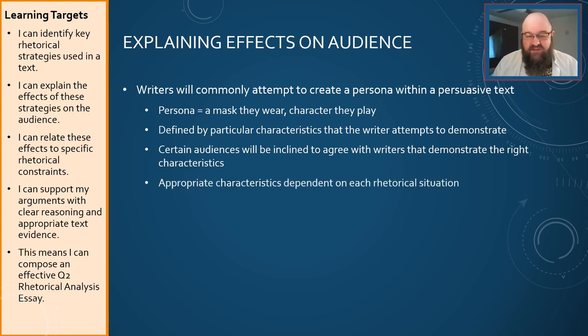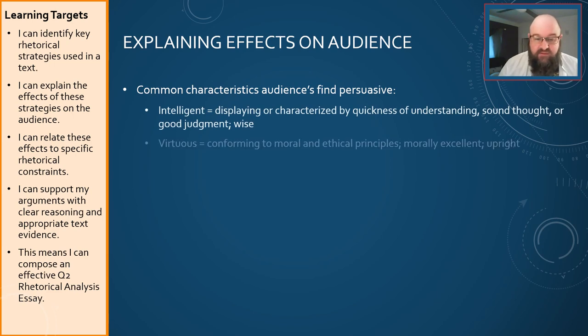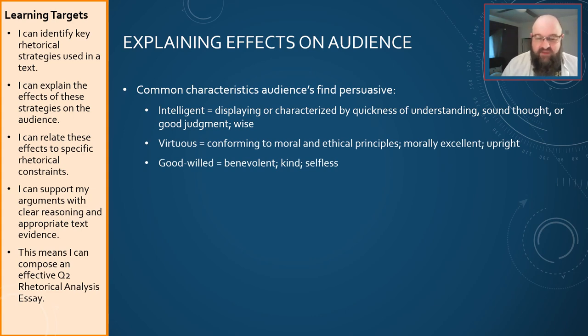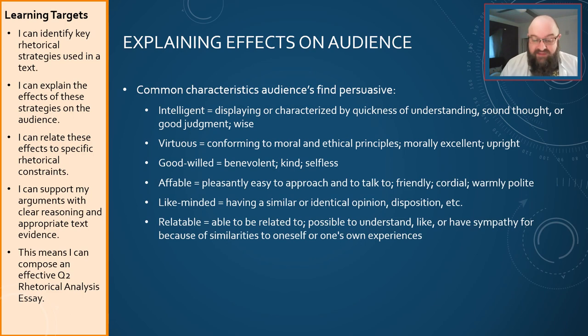Now, what characteristics are appropriate? Well, that's highly dependent on each rhetorical situation, as different kinds of audiences, under different contexts, under different subject matters, will require a different kind of persona. So some common characteristics, though, that audiences just generally find persuasive include things like intelligence or virtue or being good-willed, which just means being selfless and having others' interests in mind instead of just your own. Being affable, being like-minded or relatable. Sometimes being authoritative as well.